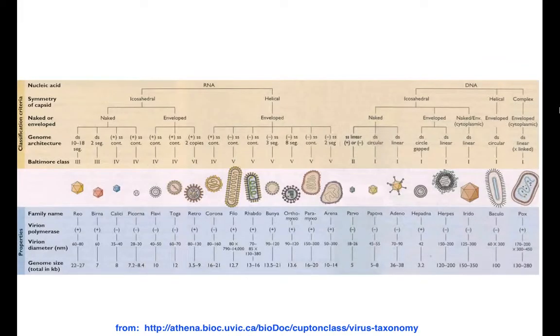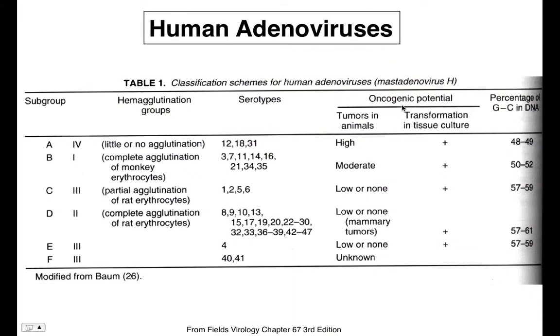The first thing to note is that these are double-stranded DNA viruses that have a linear genome, and they're in the naked DNA family out of the various icosahedral forms.